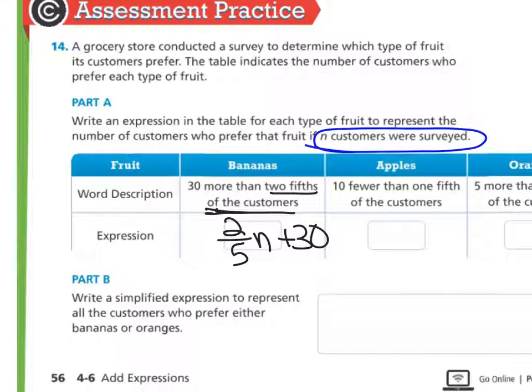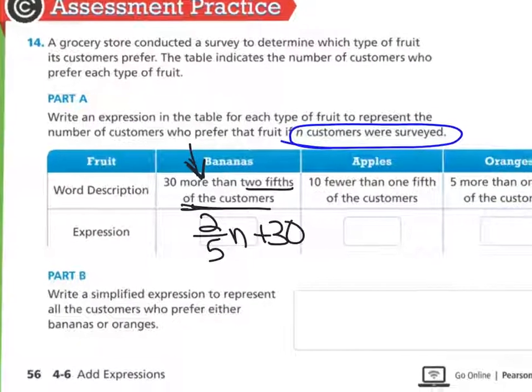The reason is, it doesn't matter for this problem because we're adding, but instead of more, if it said 30 less than 2/5 of the customers, you'd have to do it as 2/5 n minus 30. So if we always get used to doing it in the same order, regardless of whether they're adding or subtracting, it's going to make it easier for us to get it in the right order.